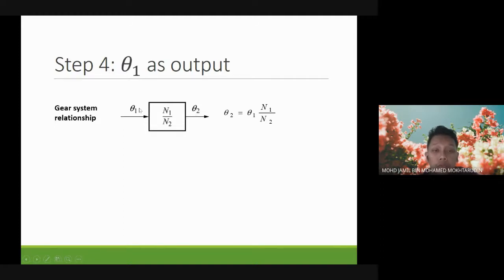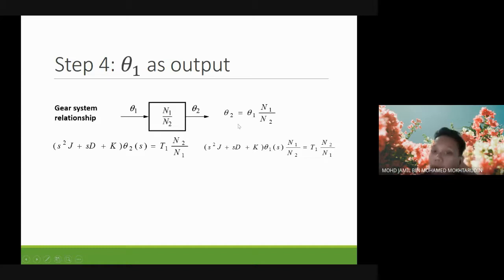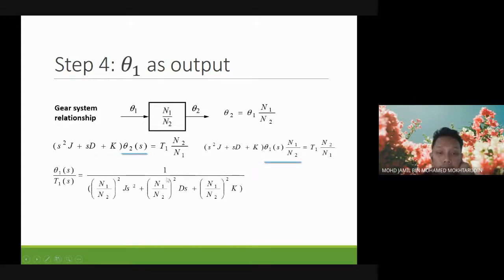What happens if we want to find theta 1? So you use the gear relationship. This is theta 2, the original equation. So you convert theta 2 in terms of theta 1 using the gear ratio formula, and then rearrange to get theta 1 over T1. So you get a slightly different transfer function.